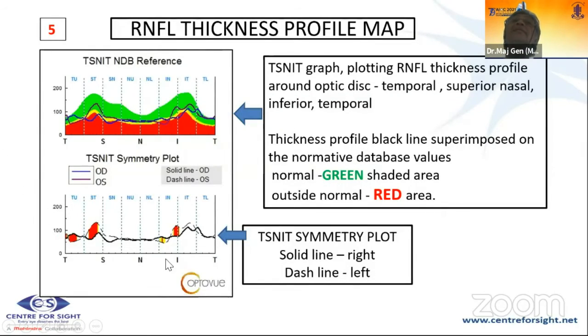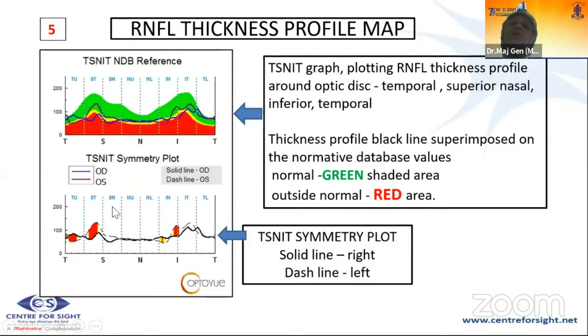Now comes the next, the profile map. This is very, very important in this particular phase. Red is the right eye, and blue is the left eye. If we look at the right eye, it is showing good humps, and they are all within the normative data. Whereas in the left eye, we find that the humps are definitely low and more towards the red, showing that there is an advanced defect.